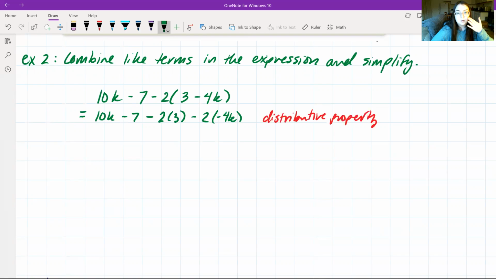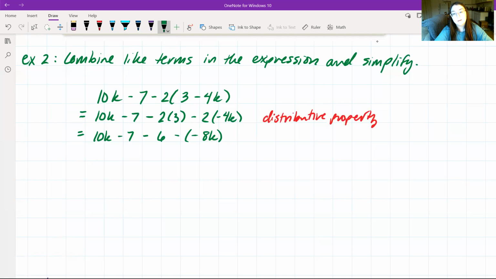So now since we have multiplication terms, or multiplication factors, we can go ahead and simplify those. Because we want to be able to combine our like terms, but we want them to be simplified first. So 10k minus 7 stays the same. But now since we have 2 times 3, it's going to be minus 6. And then we have a minus 2 times negative 4k, which is minus a negative 8k.